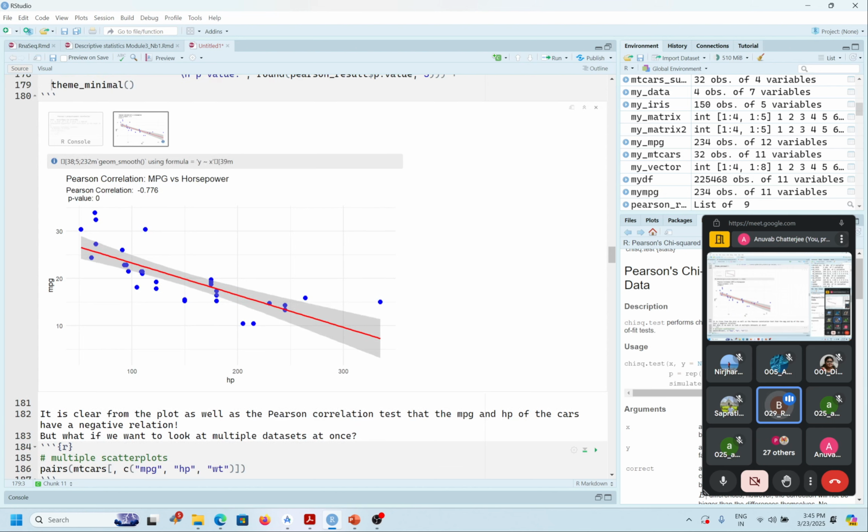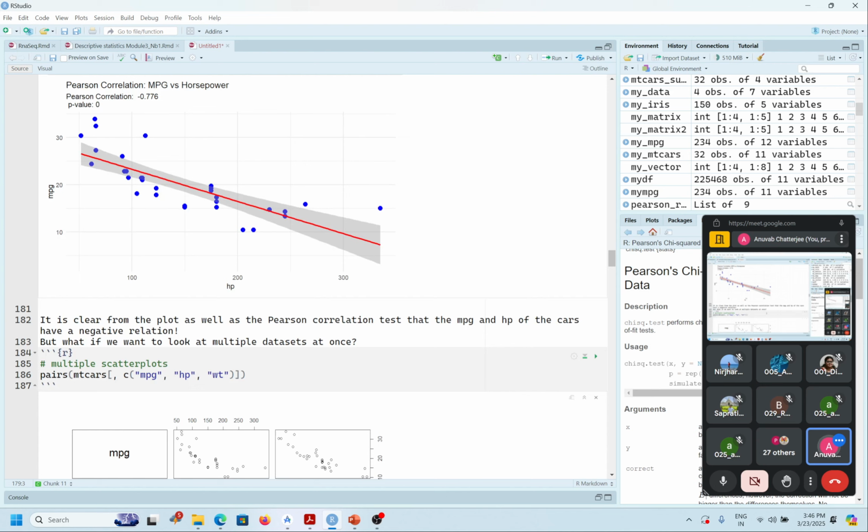Sir, since the correlation is inversely proportional, is that why the result came as a negative? Yes, exactly. Inversely proportional gives a negative. If it would have been directly proportional, it would have been positive.